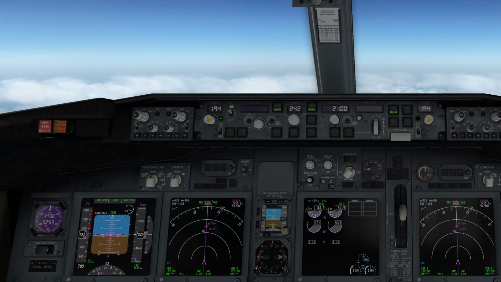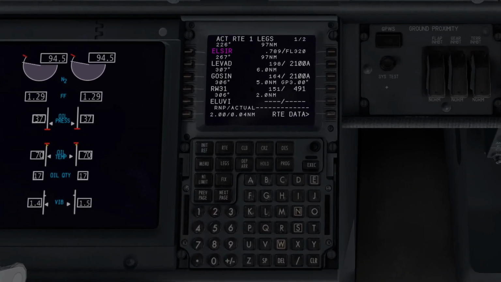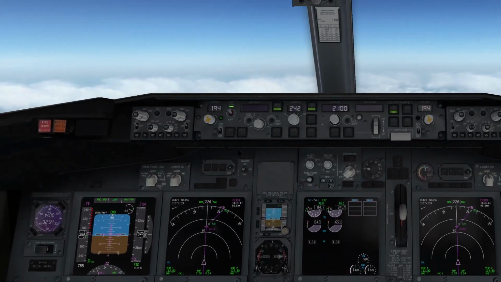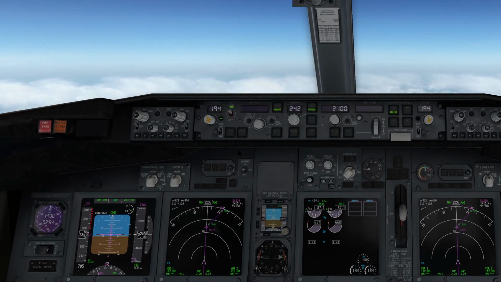So we will see how VNAV behaves for the descent. It's quite... We only have less than 100 miles. So it will be quite a rapid descent. We shall see. So LCR is foreseen at 14:13, so 13 minutes from now.